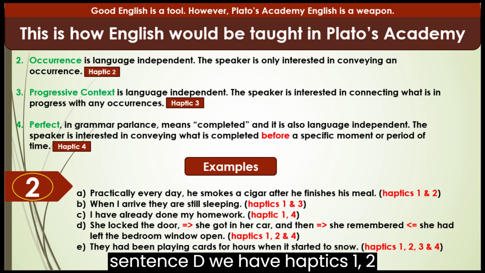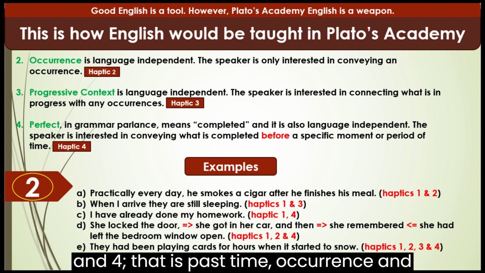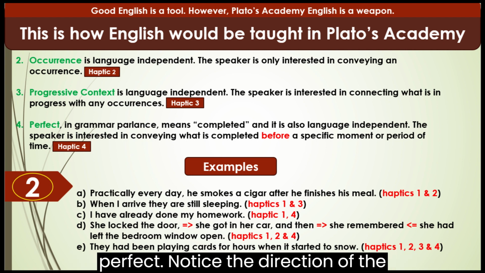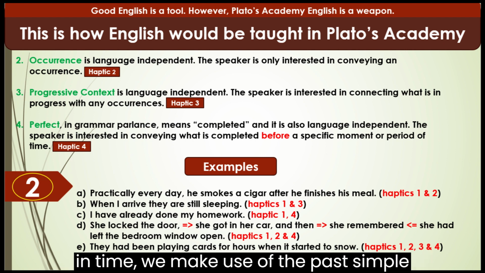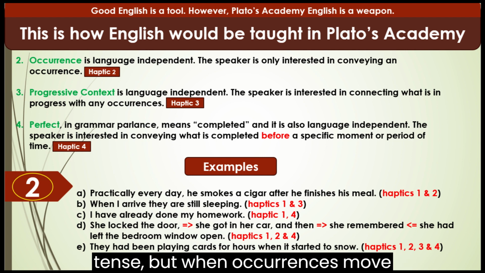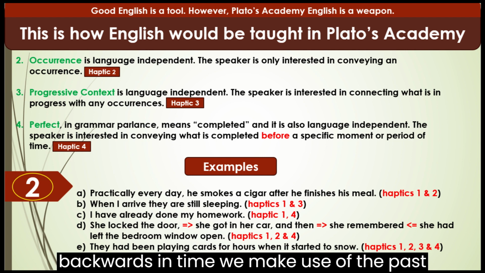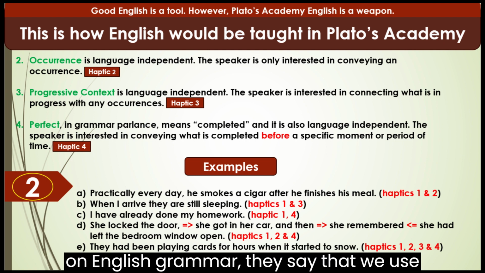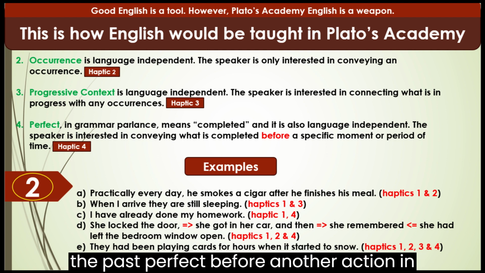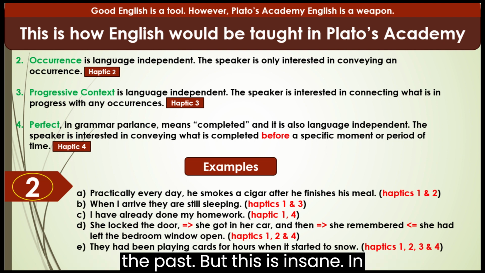In sentence D, we have haptics 1, 2, and 4, that is past time, occurrence, and perfect. Notice the direction of the arrow. When the occurrences move forward in time, we make use of the past simple tense, but when occurrences move backwards in time, we make use of the past perfect. In every single book I have read on English grammar, they say that we use the past perfect before another action in the past. But this is insane.